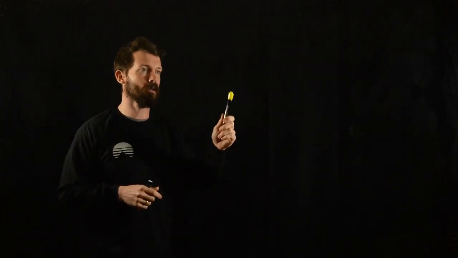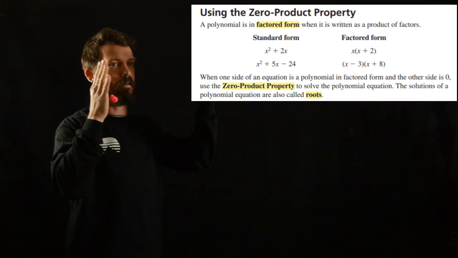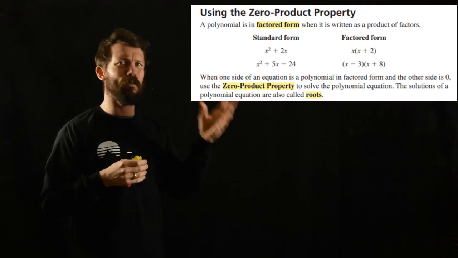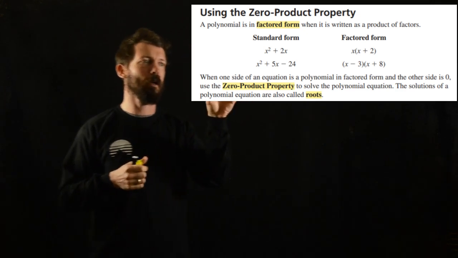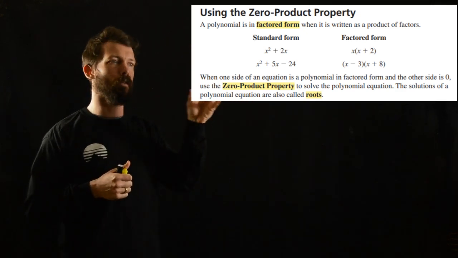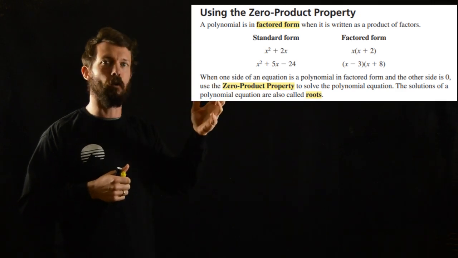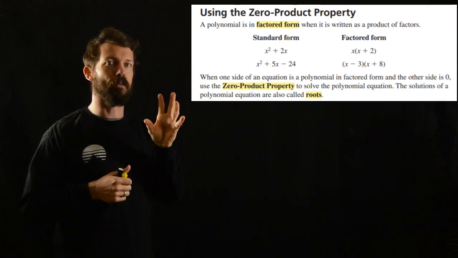All right, so what I'm going to do is put up something here where, if you look at this, it kind of explains what factored form is. Up here you'll see standard form is what you guys are mostly used to. You're used to x squared plus 2x. That is standard form, right?